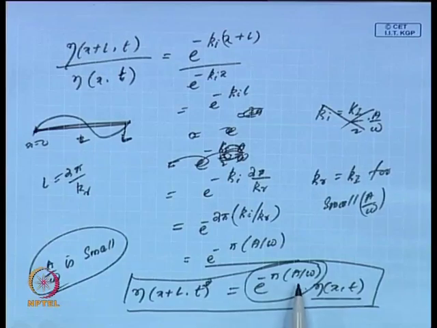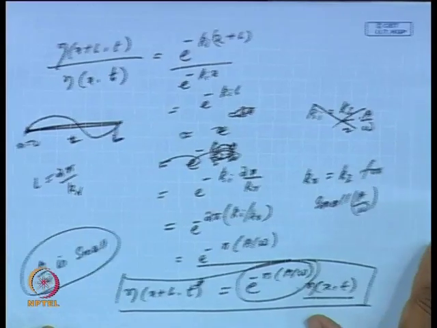However small a by omega is, this factor will again bring it down, because there is a factor e to the minus pi into a by omega, so it will reduce exponentially. So, the wave can dissipate very fast.